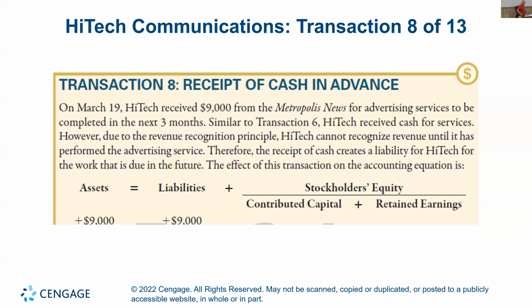But this is that one unique liability that does not end in payable. While we do owe something here, we don't owe money, but instead we owe some work. We need to provide a service. So we would term this as unearned revenue. And unearned revenue is a liability. So to keep our accounting equation intact, we increase our assets and we increase our liabilities.